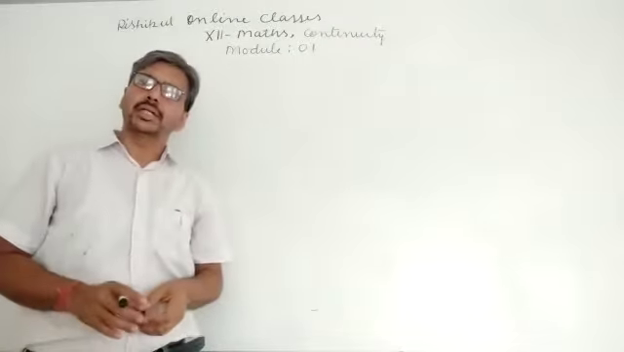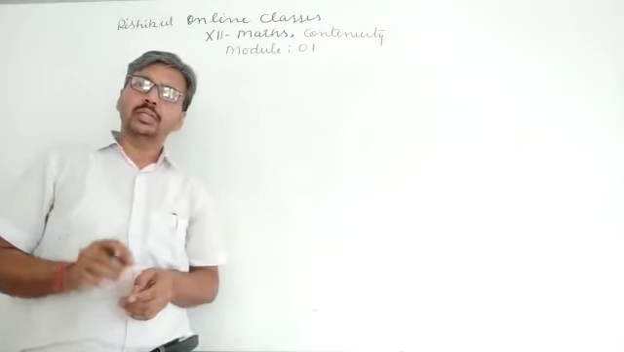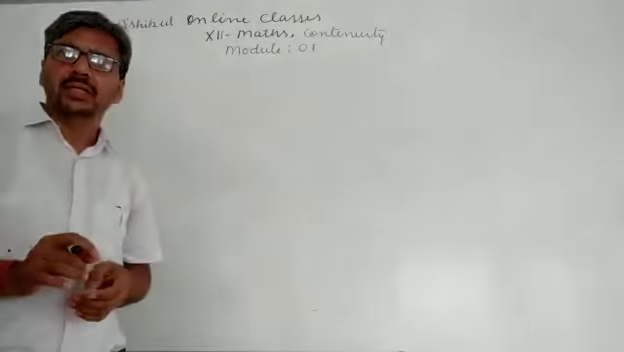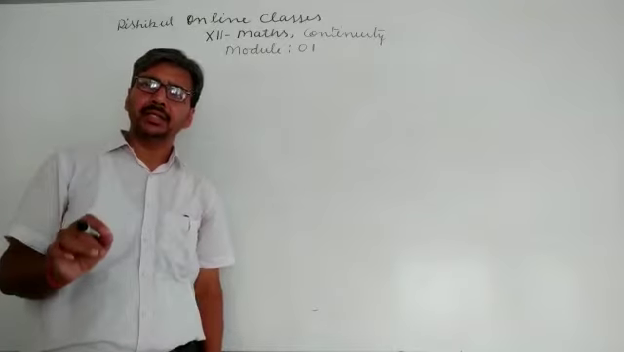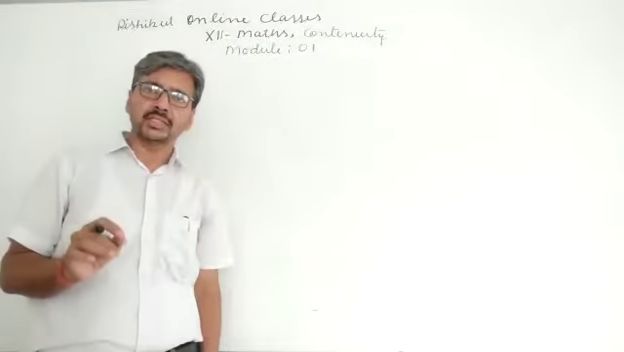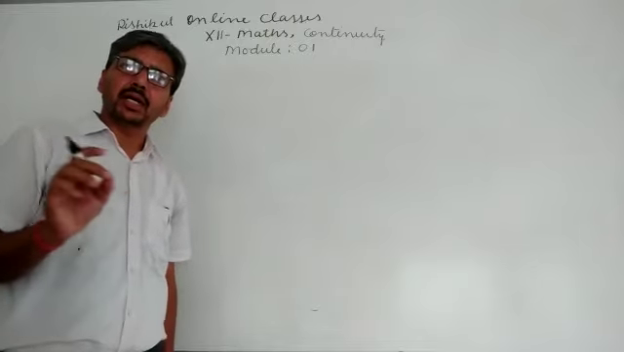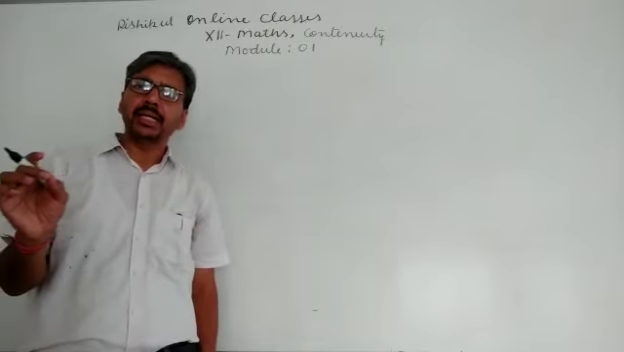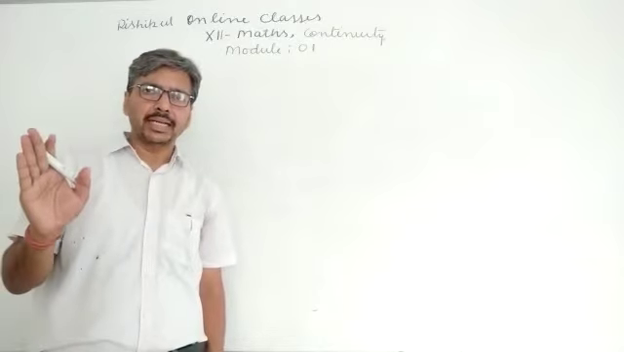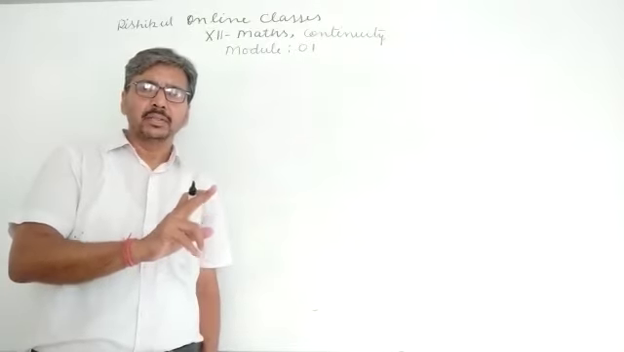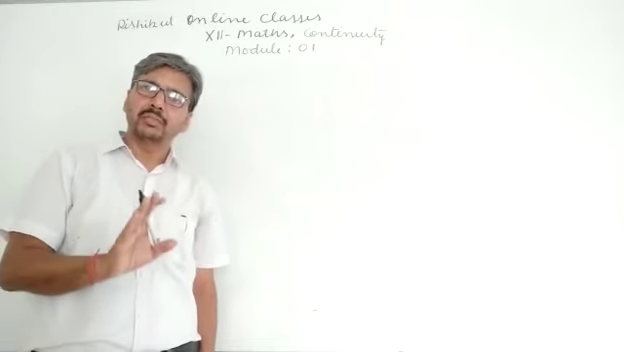Let me discuss continuity. A function is said to be continuous throughout its domain if its graph is continuous, or we can say if there is no break, no jump in the graph of a function, then we say that function is continuous. And if when we draw the graph of a function there is a break or a jump at any point in the graph, then we say that at that point the function is not continuous. Okay, let me discuss this with one example.